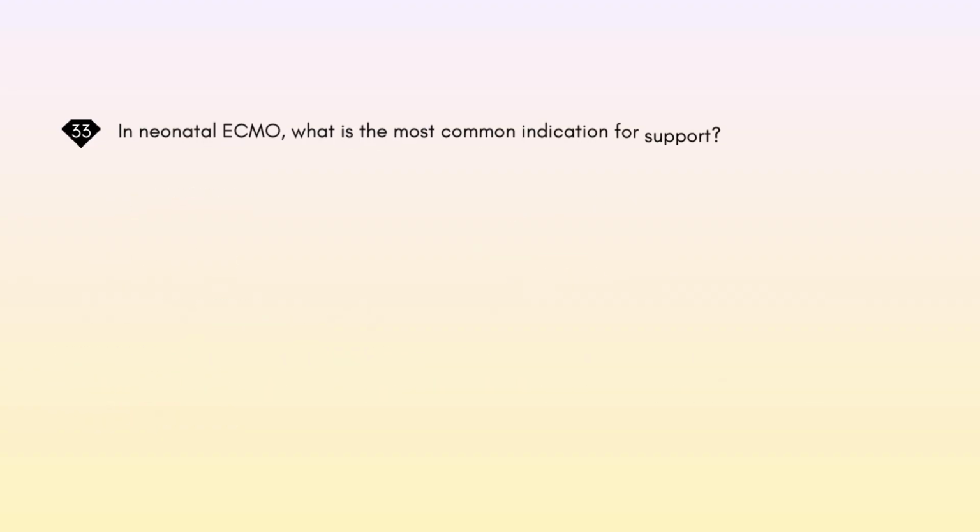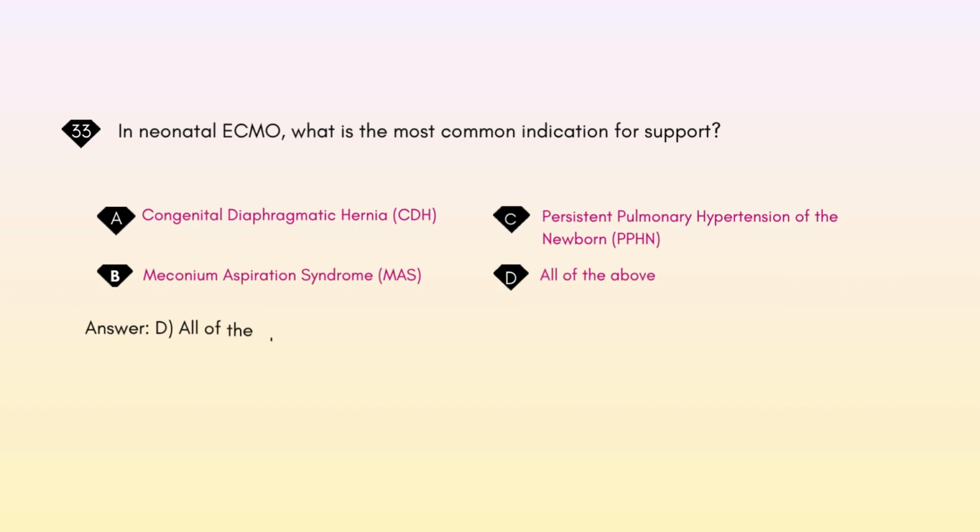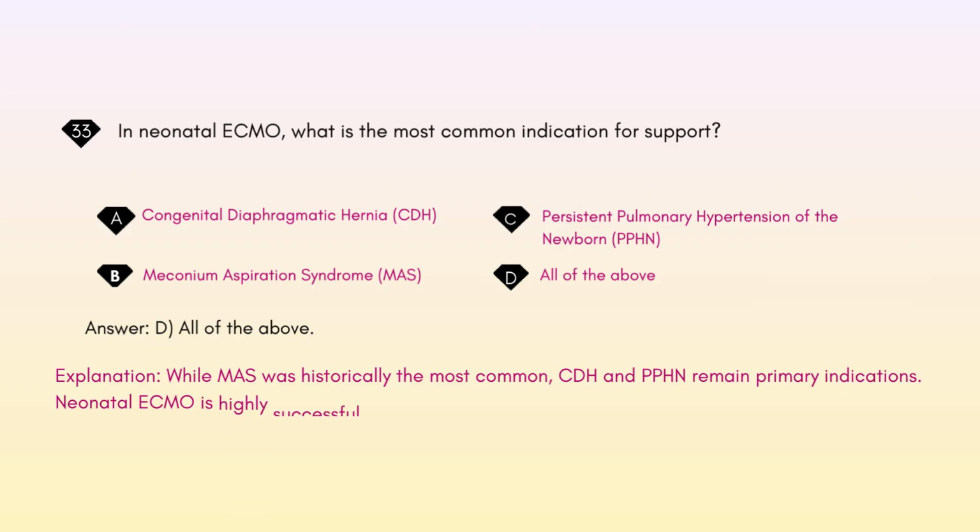In neonatal ECMO, what is the most common indication for support? A. Congenital diaphragmatic hernia, CDH. B. Meconium aspiration syndrome, MAS. C. Persistent pulmonary hypertension of the newborn, PPHN. D. All of the above. Answer: D. All of the above. Explanation: while MAS was historically the most common, CDH and PPHN remain primary indications. Neonatal ECMO is highly successful for reversible causes of respiratory failure.